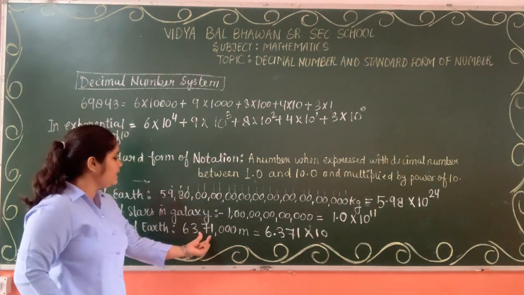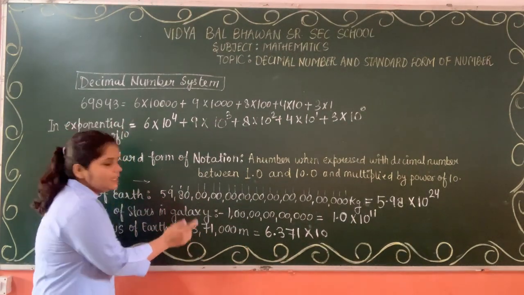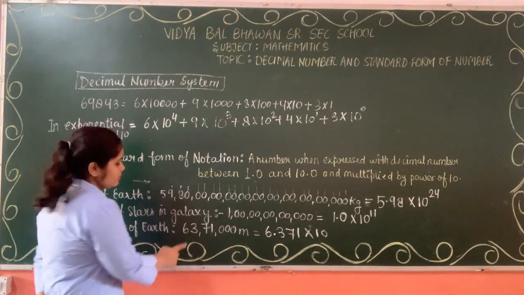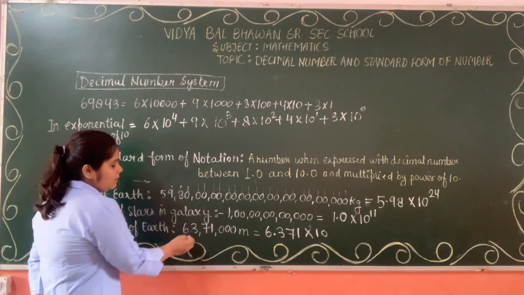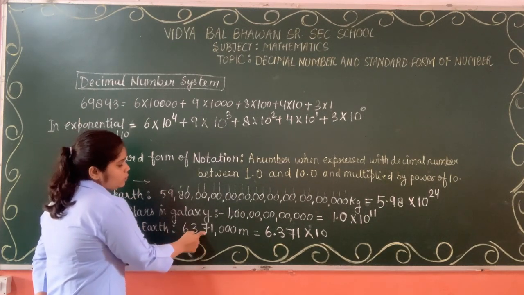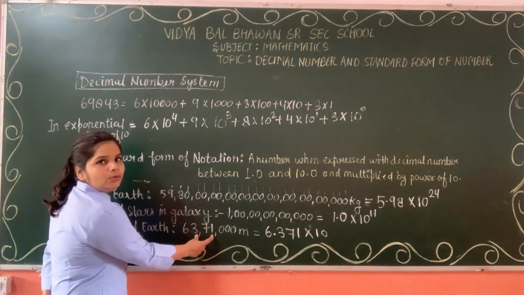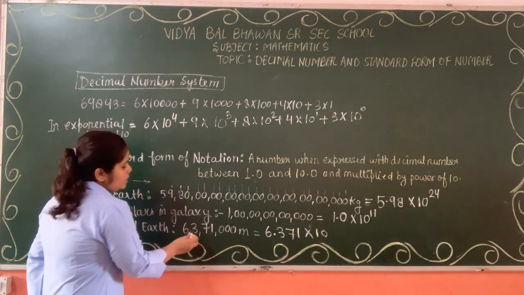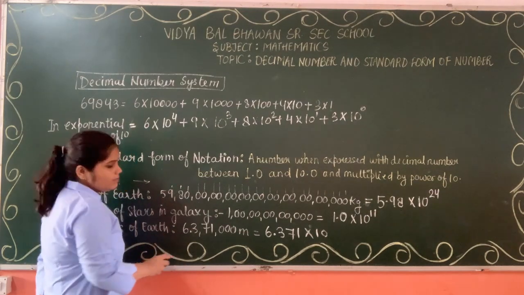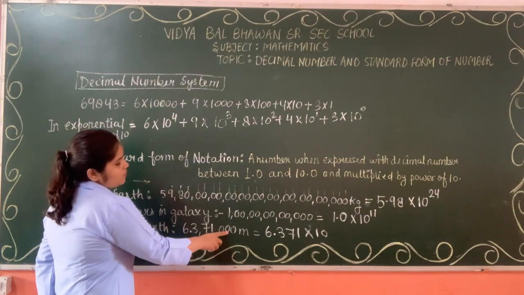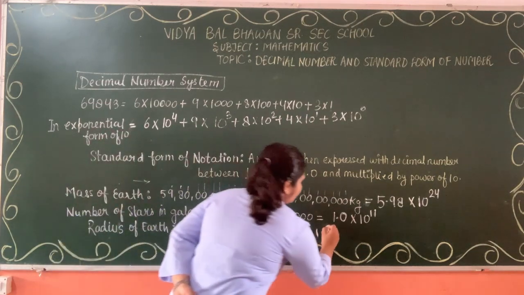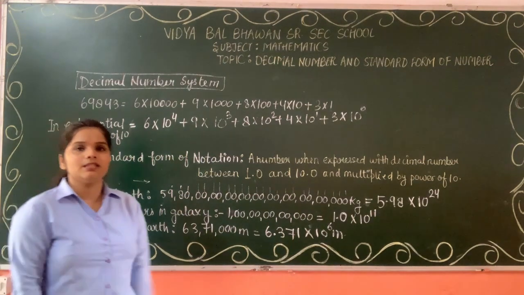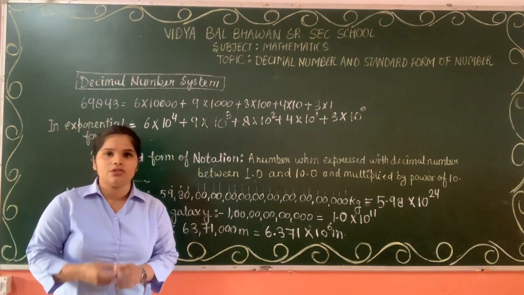After that, multiply by 10 raised to the power. Power will be decided by how many digits are there after the decimal. Decimal is here now. Count the number of digits. 1, 2, 3. We also need to count these non-zero digits like 3, 7, 1. We also need to count them. So digits after the decimal are 1, 2, 3, 4, 5, 6. So it is 10 raised to the power 6 meter. This is the standard form of notation.